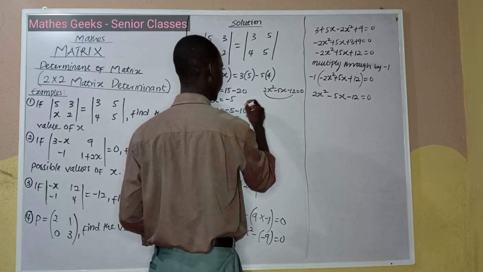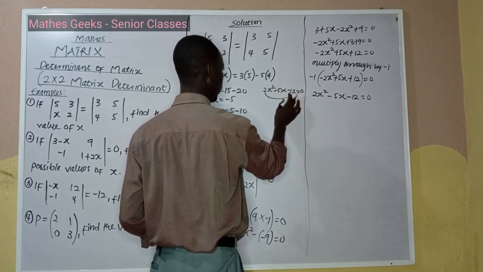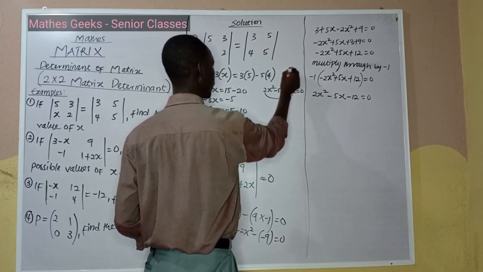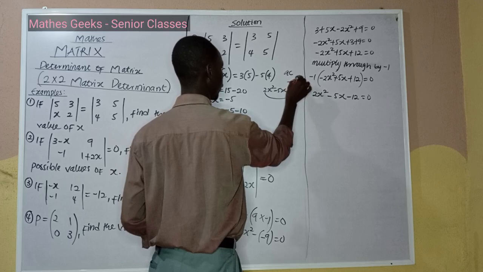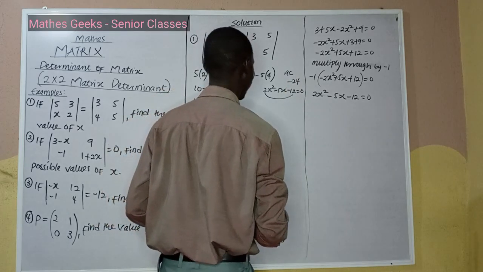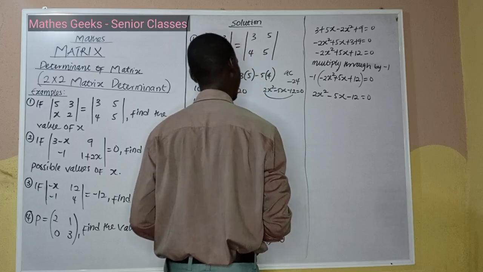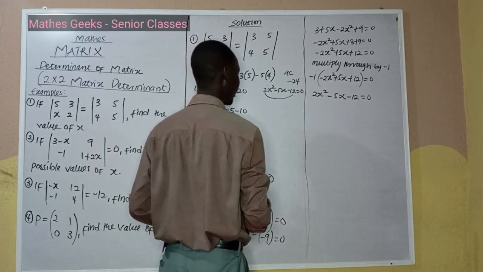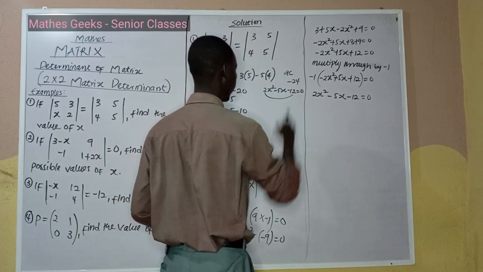So multiply the coefficient of x squared and the constant, 2 times minus 12, which is AC. 2 times minus 12 will give us minus 24. So we need two factors of 24 that, when multiplied together, will give us minus 24, and when added will give us minus 5x. Let's get the factors of 24.